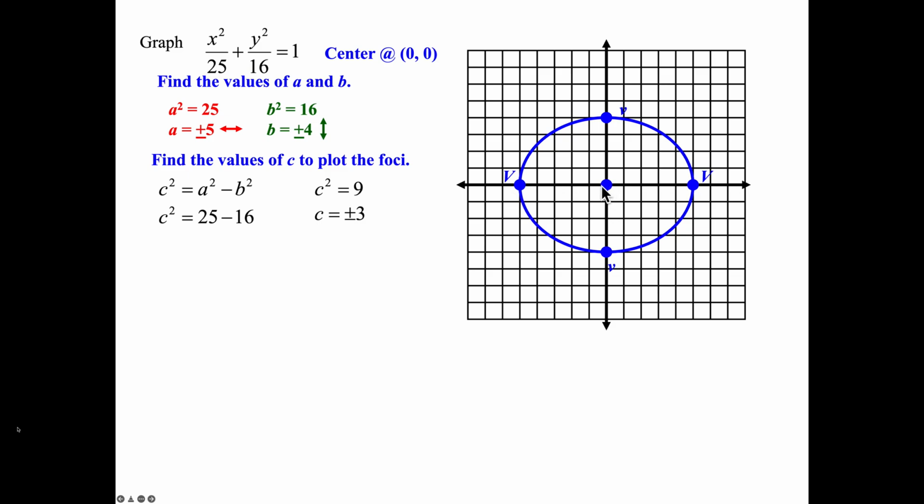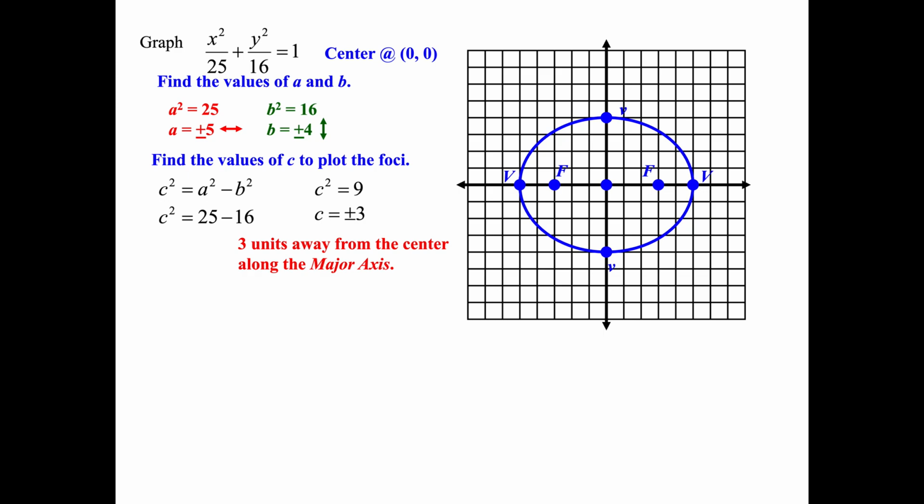So we're going to count left and right 3, plot that point, and give it a capital F by its point to identify the foci. Foci always head out towards the capital V's, never towards the lowercase v. And that's how we graph an ellipse.